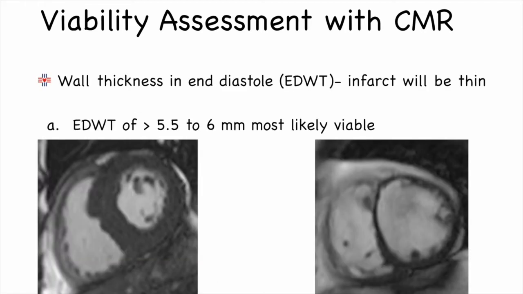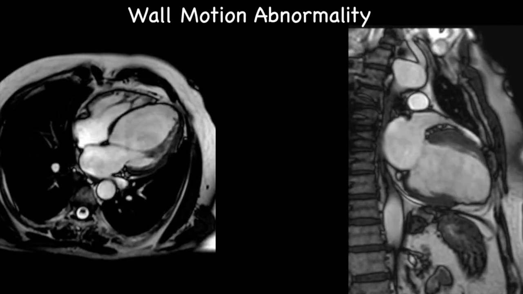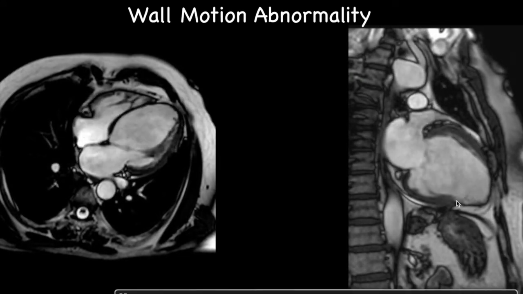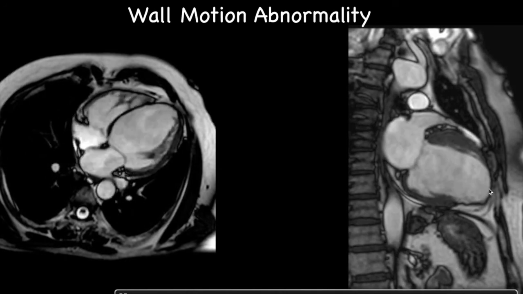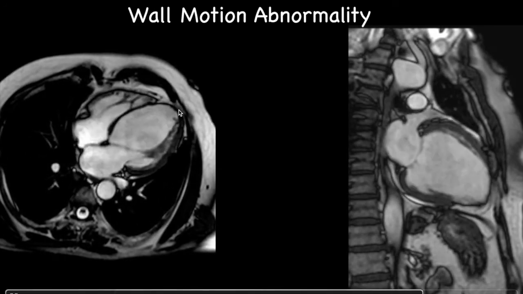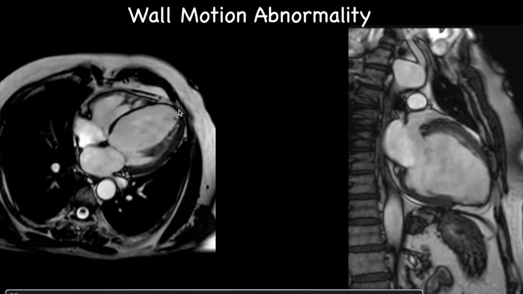When we look at end diastolic wall thickness, if the end diastolic wall thickness is more than 6 mm, the segment is most likely viable. This is a sensitive technique, but not very specific. Now you can see the same thing across here. When you look at wall thickness in the end diastolic image, what you will see is there is thinning of the wall, which is likely to be non-viable.